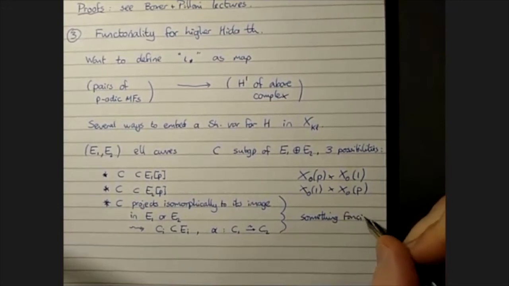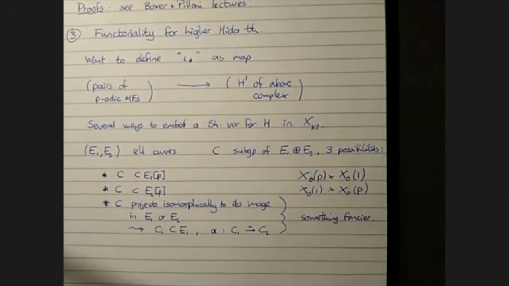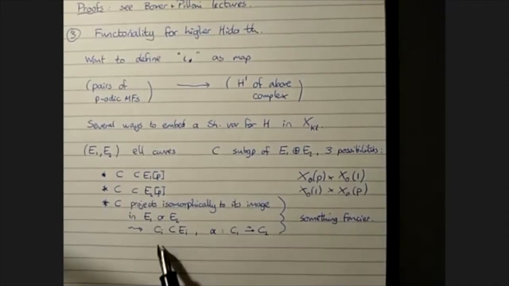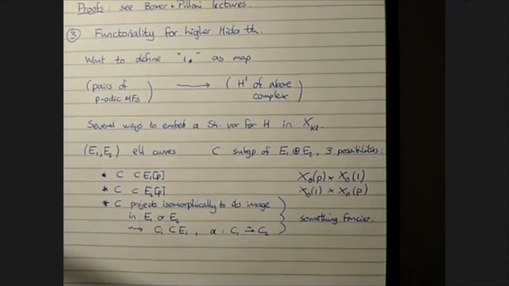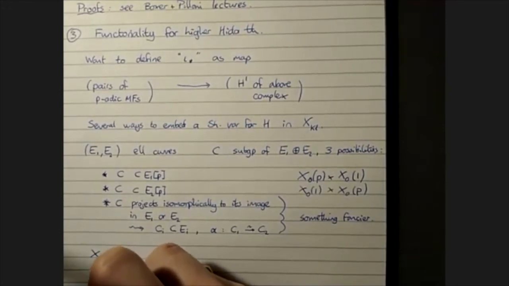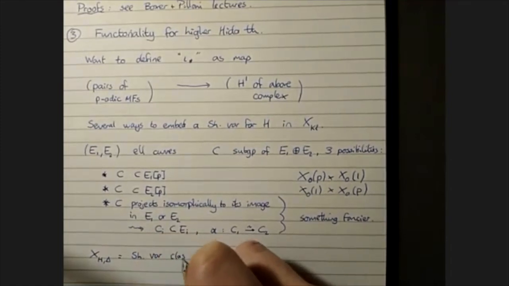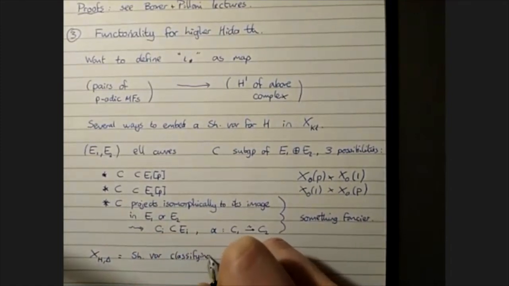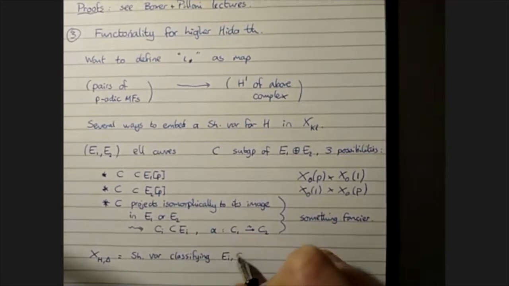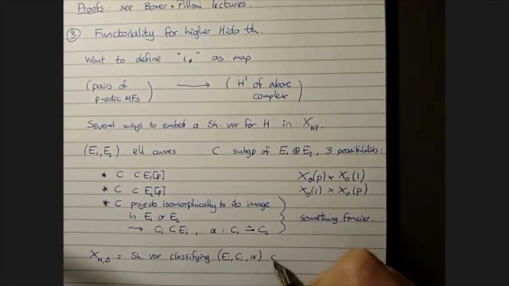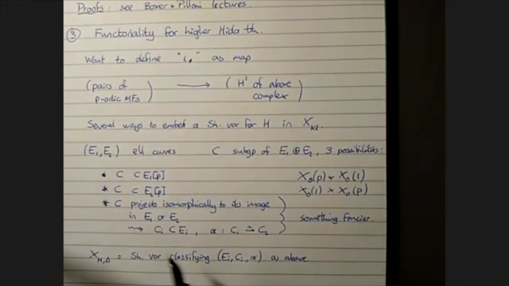which is, if you like, in between X0(p) times X0(p), which just knows the Ci, and X1(p) times X1(p), which would have an isomorphism between both of these things and the trivial object. So trivializations of both. And here we have something a little bit simpler. So X_H delta is going to be the Shimura variety classifying this data.